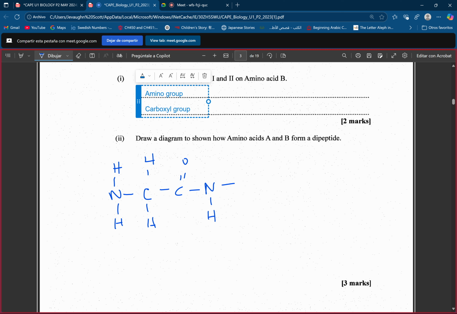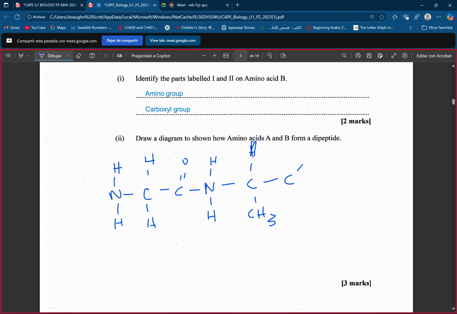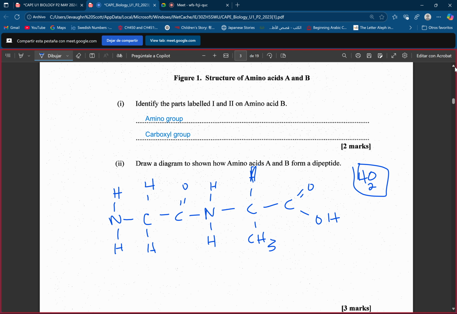All we need to do is show an amide linkage. This should be an H, not an A. And then we have C double bond O OH. And because this is a dehydration synthesis, we're going to have H2O as the byproduct there. What a lovely condensation polymerization reaction we have in here.